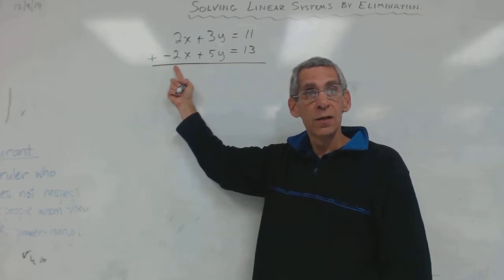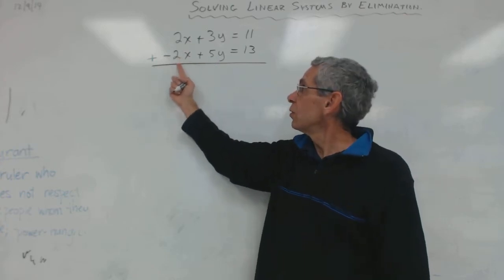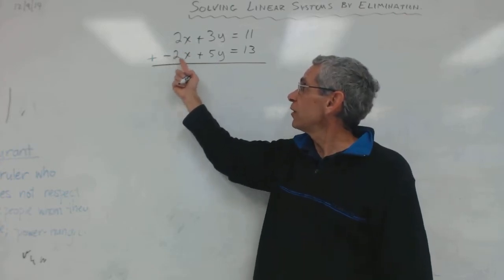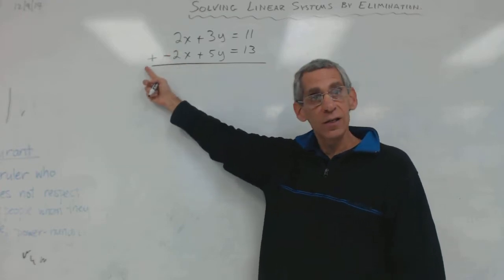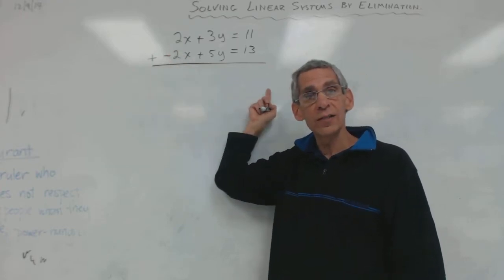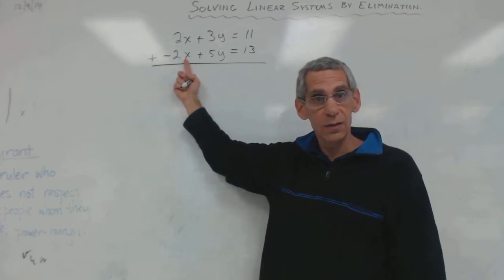Yeah, but what if they're not? We're not there yet. Just understand this first. So, if the coefficients are exactly the same, except one is positive and one's negative, then we can just add the two equations together, and immediately we eliminate the x. Immediately, right? Does that make sense?